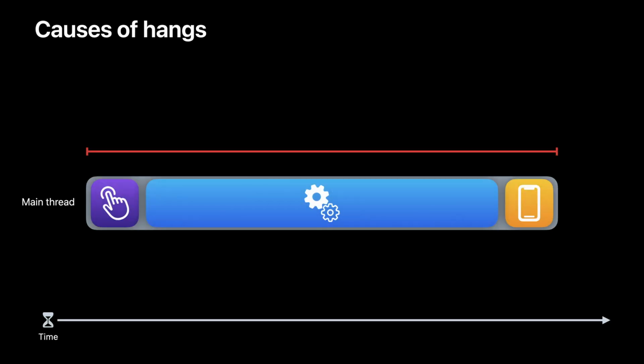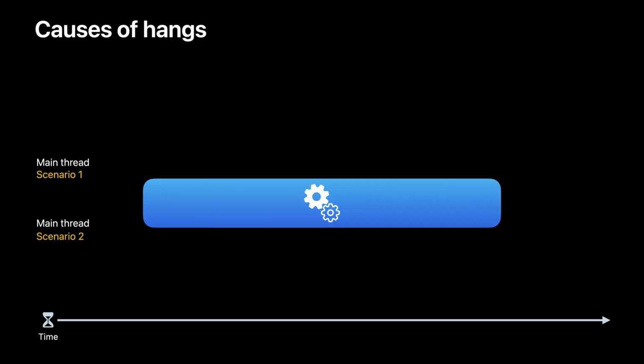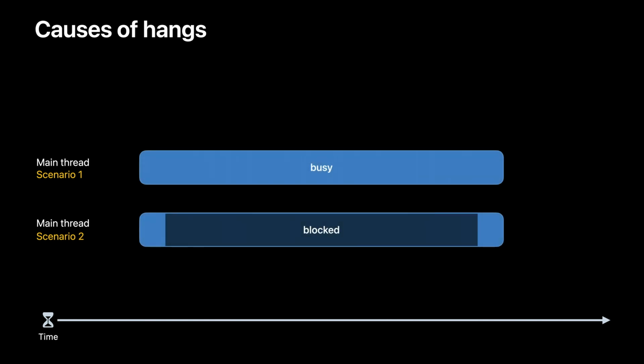Now that we know what a hang is, let's look into what commonly causes them. A hang occurs when there's too much work being done on the main thread. To determine exactly what that work is, we have to look at what the main thread is doing while processing the event. This time can be split into 2 cases. Either the main thread itself is busy doing work, this can be a single long task or many short ones, or the main thread is blocked by another thread or system resource.